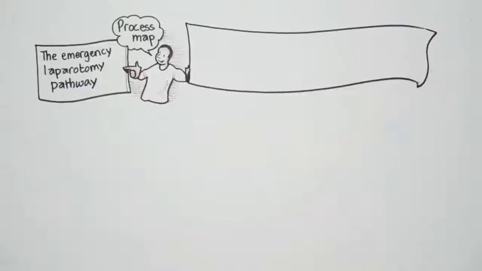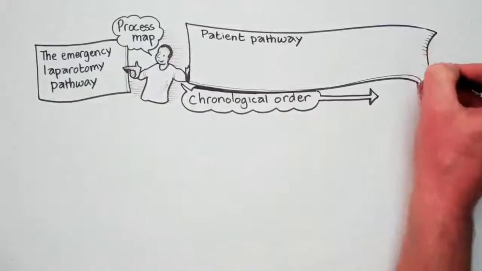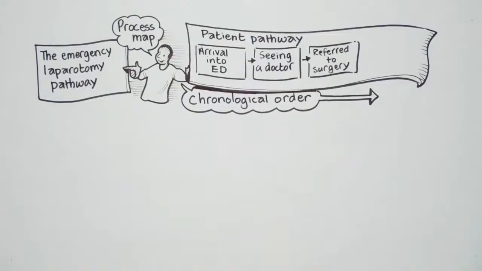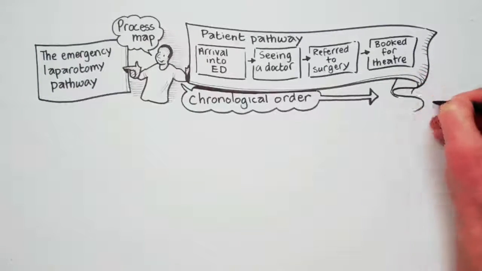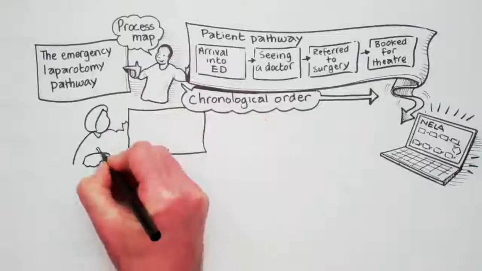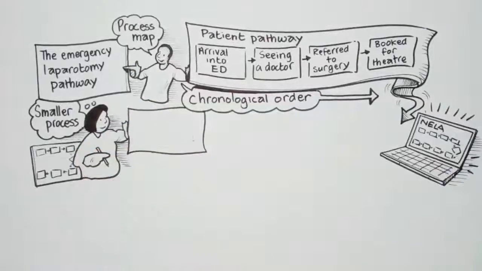You can also use a visual tool called a process map to understand the emergency laparotomy pathway. This is a graphical representation, but this time of the process in chronological order. It may be the patient pathway, starting with arrival into the ED, and then each step of seeing a doctor, being referred to surgery, booked for theatre, and so on. Lots of NELA teams are making these, and there are a few examples of pathway documents shared on the NELA website. Or you could make a map of a smaller process that you want to look at in detail, such as booking an emergency theatre case.